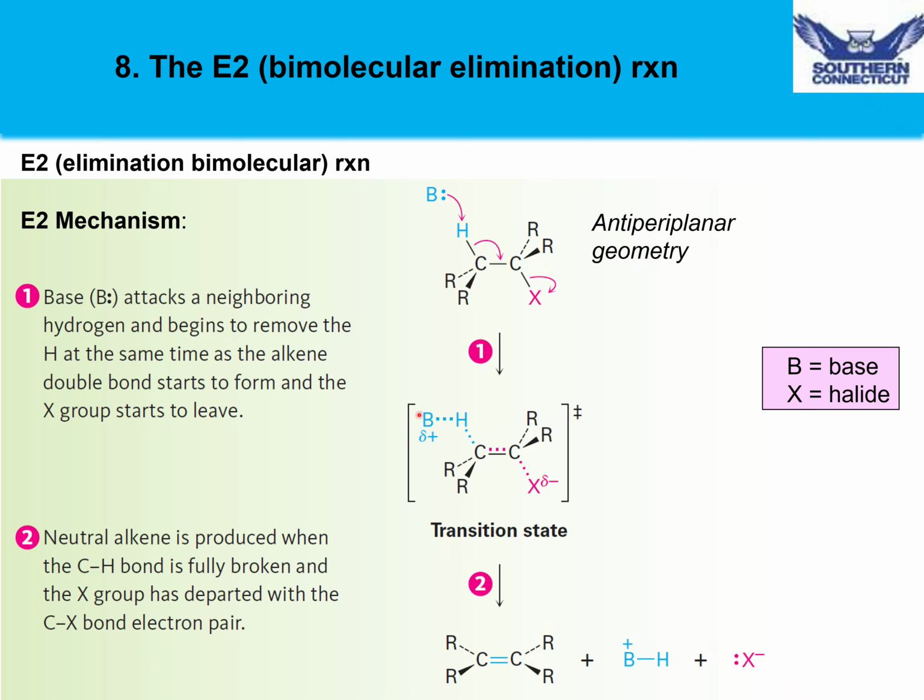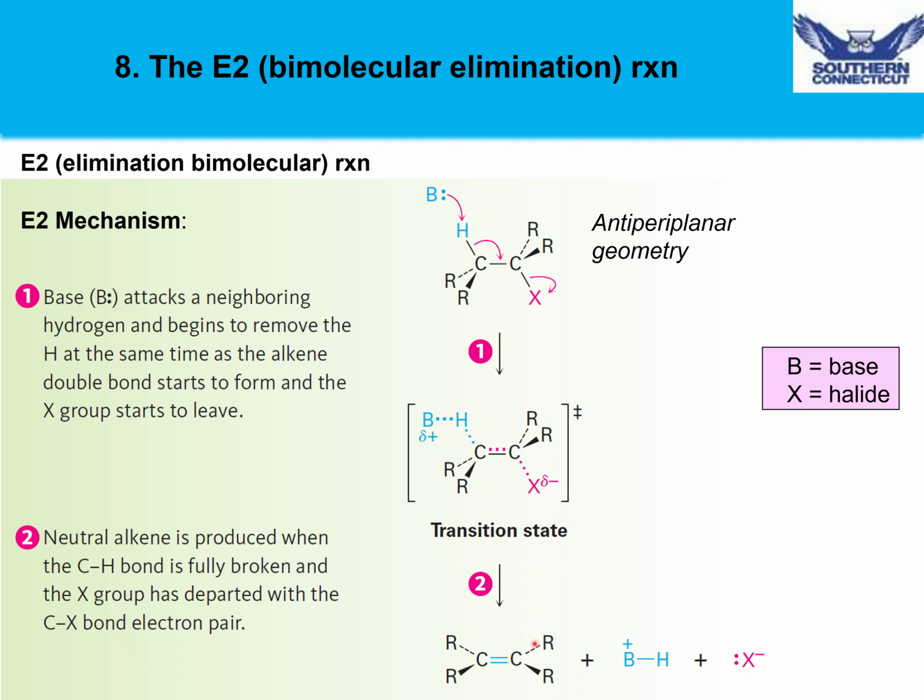That goes through a transition state, which has a partial bond between the base and this hydrogen. It has a partial bond broken here, partial double bond forming, and partial bond broken between the carbon and the leaving group. After both the halogen and the hydrogen are eliminated, we end up with an alkene product.